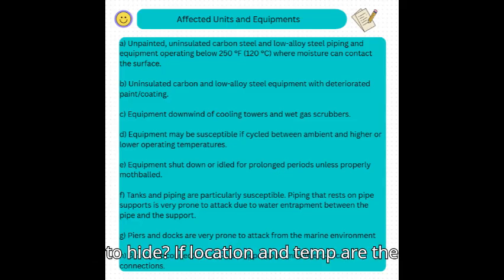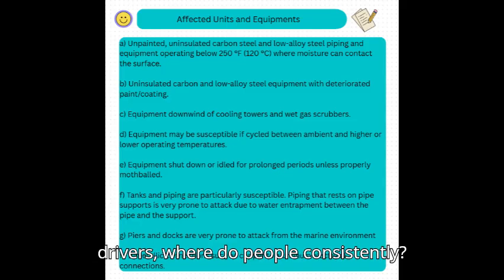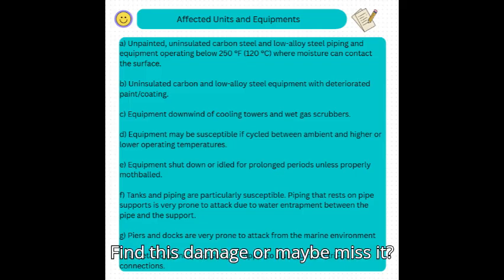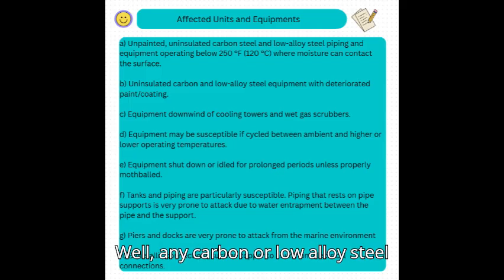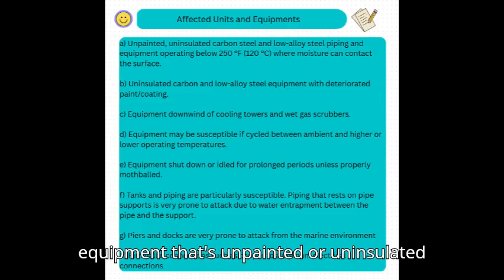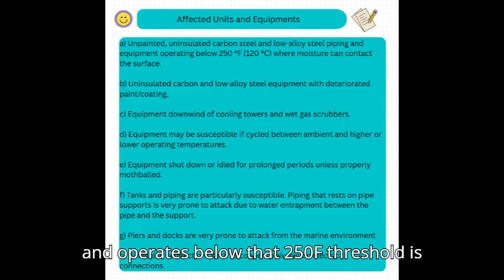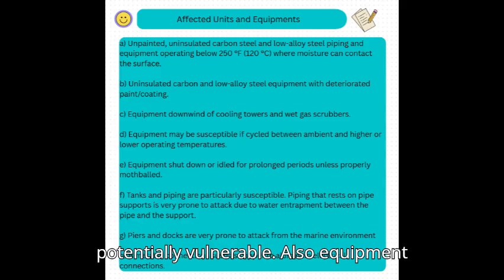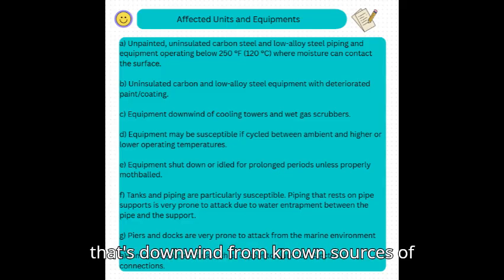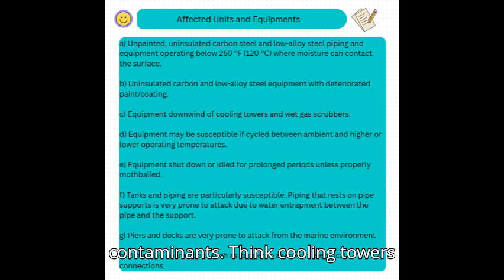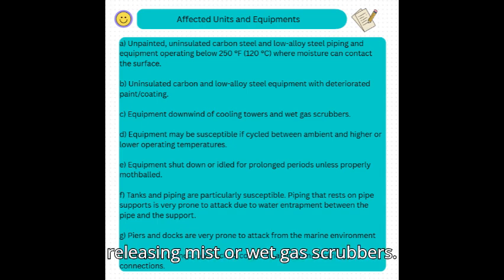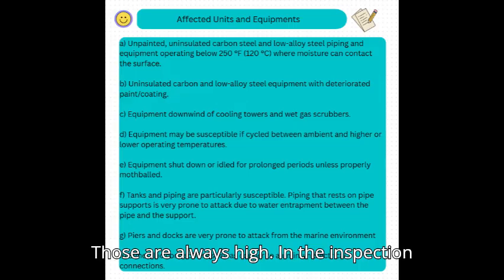If location and temp are the drivers, where do people consistently find this damage or maybe miss it? Well, any carbon or low-alloy steel equipment that's unpainted or uninsulated and operates below that 250 F threshold is potentially vulnerable. Also, equipment that's downwind from known sources of contaminants, think cooling towers releasing mist or wet gas scrubbers, those are always high on the inspection list.